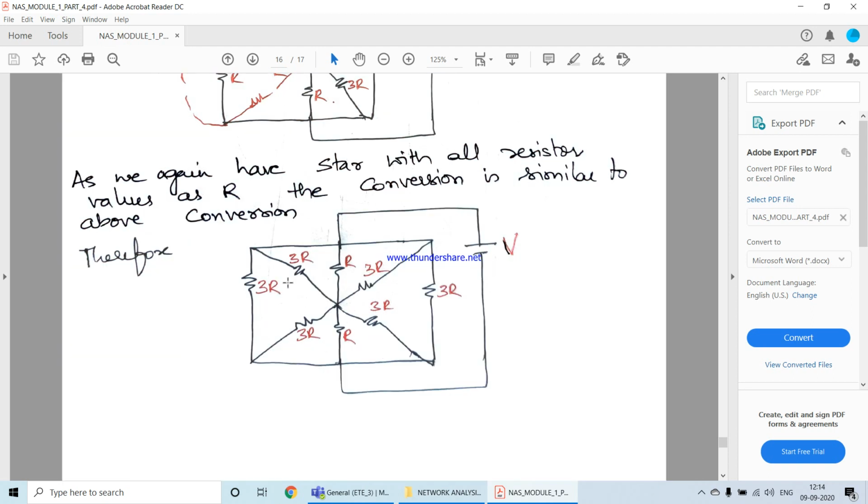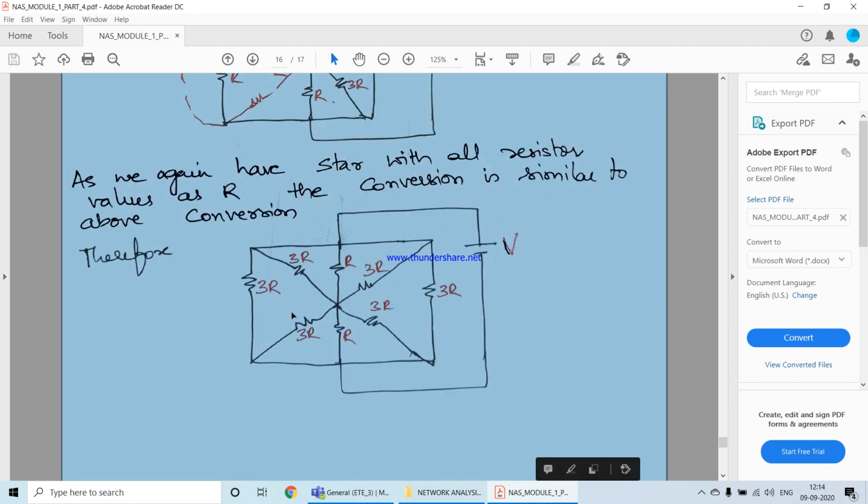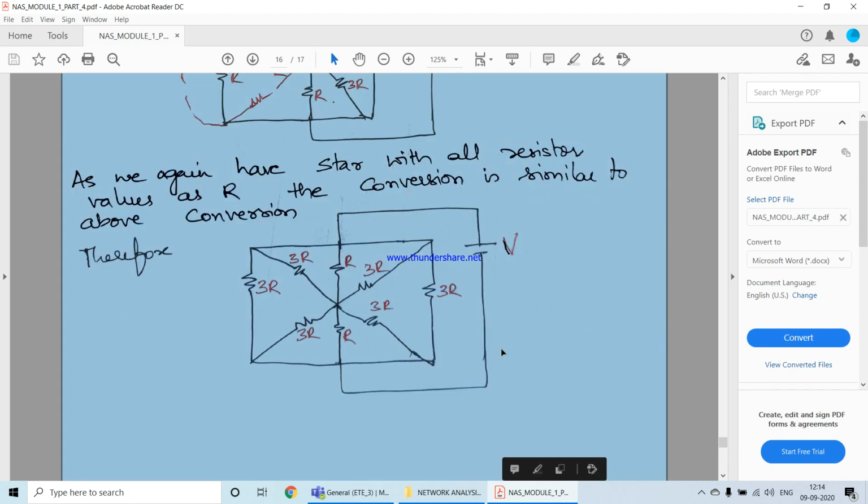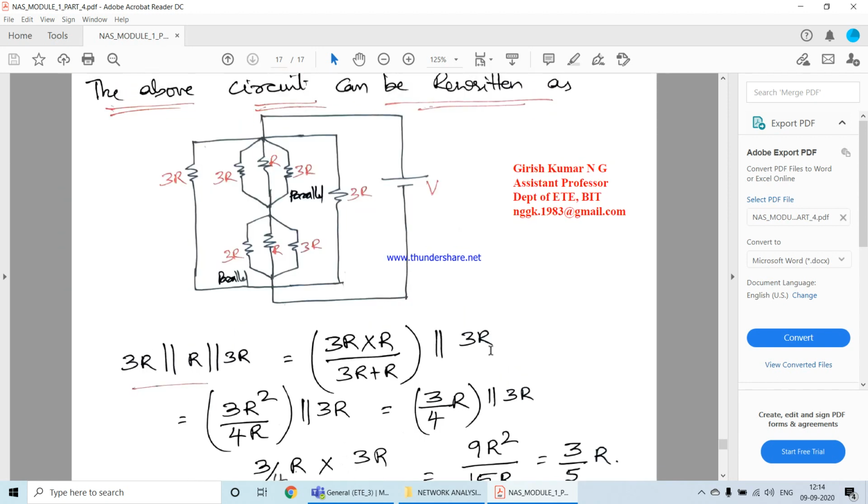Again, if you clearly observe here, this 3R, R and 3R, can you say that all 3 are in parallel? Similarly, this 3R, R and 3R are in parallel. So that is what we will be writing differently. The same circuit is written in this form. See, 3R, R and 3R are in parallel. Similarly, this 3R, R and 3R are in parallel. And then that in turn is in parallel with 3R.